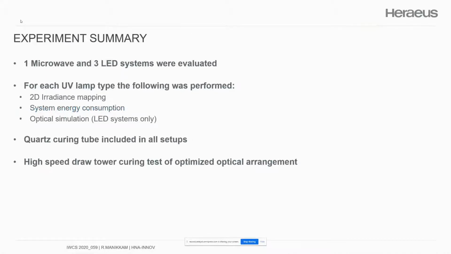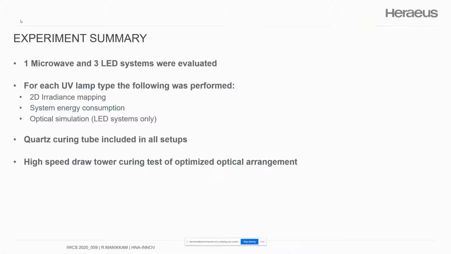So to do this, the work that I'm going to be talking about here is summarized. We looked at 4 different UV lamp types. 1 was a microwave lamp, and 3 were commercially available LED systems. For each UV lamp type, we conducted irradiance mapping, which I'll show you in this presentation. We conducted system energy consumption.